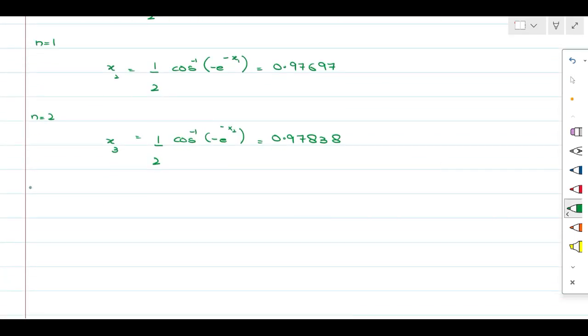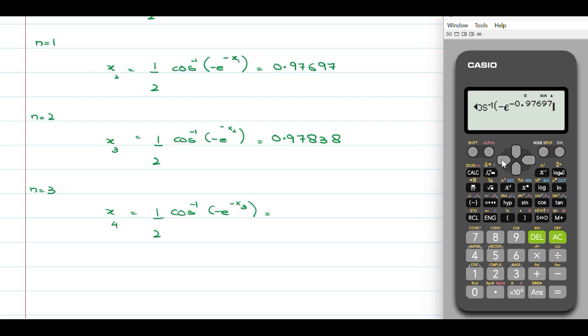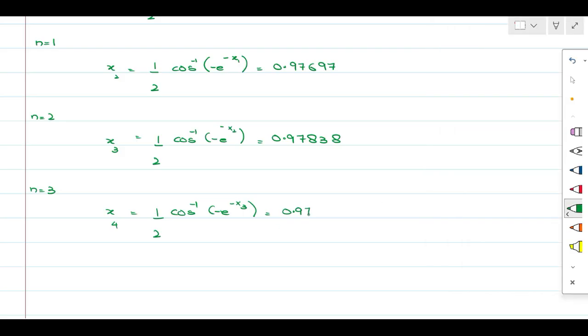Okay, next iteration we can do n equal to 3, x4, 1 by 2 cos inverse of minus e power negative x3. This is my x3 value, 0.97838. This is 5 decimal places. We get 0.97809, and so on.